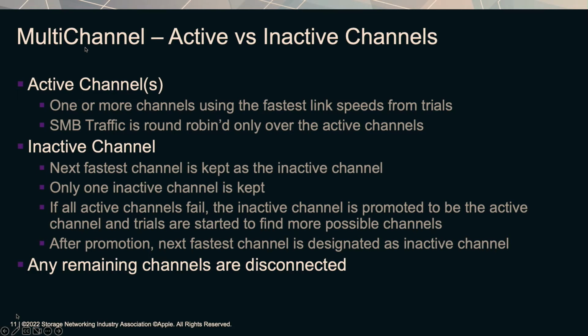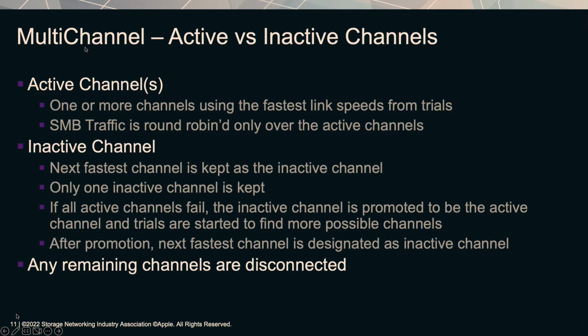Okay? For the active channels, we will route all of our SMB traffic over the active channels and we'll round robin from channel to channel. Okay? The inactive channel, we find the next fastest channel that got established to the server, and we will keep 1 of them as inactive. And it's inactive because we actually will not send any SMB traffic over it. We'll keep the channel there, it's just idle.